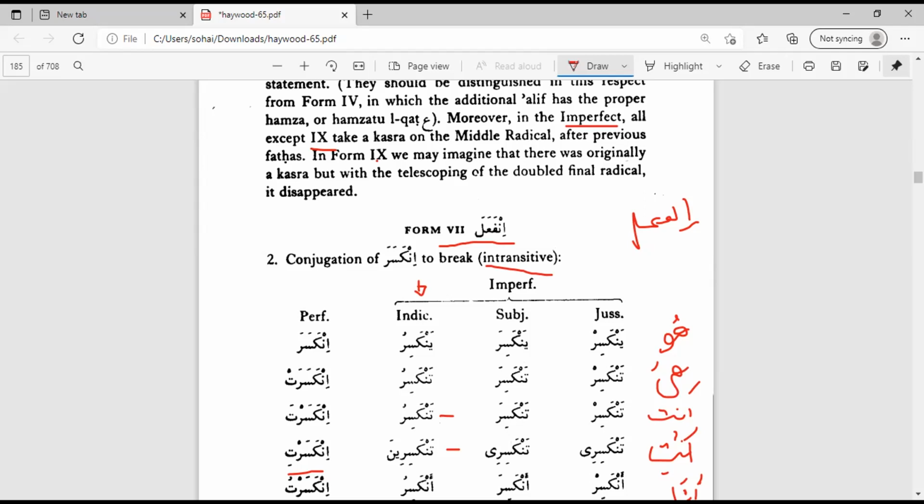Okay, the only thing I'm saying is that when we did the chapter on verb form 4, what was the difference between that and this? When we did the fi'l amr, what's the difference? What's fi'l amr for form 4?